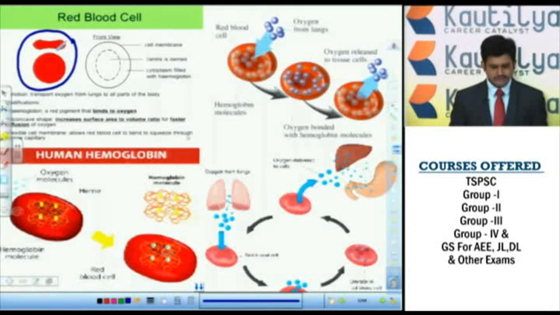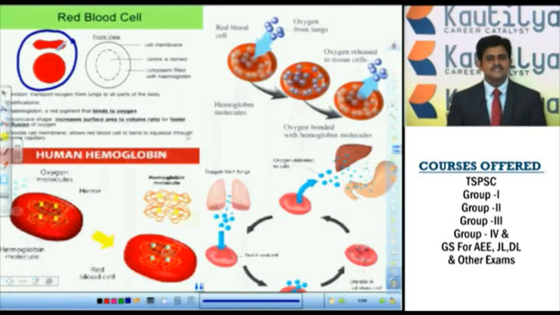And what is the use of this biconcave or dumbbell shape of RBC? Due to this shape, the surface area of the RBC is more, and when the surface area is more, it can carry more oxygen. And these RBC are red in color, and because of RBC, blood seems to be red in color.